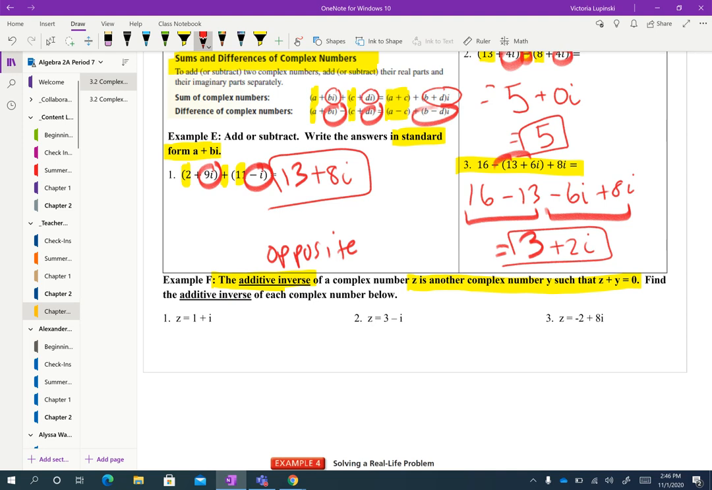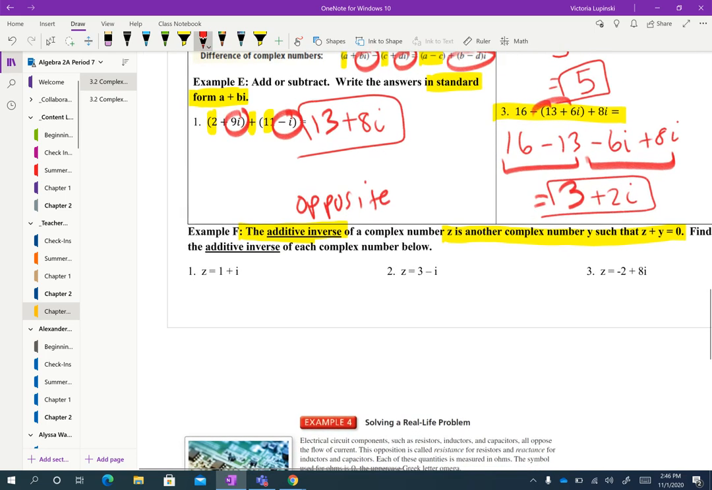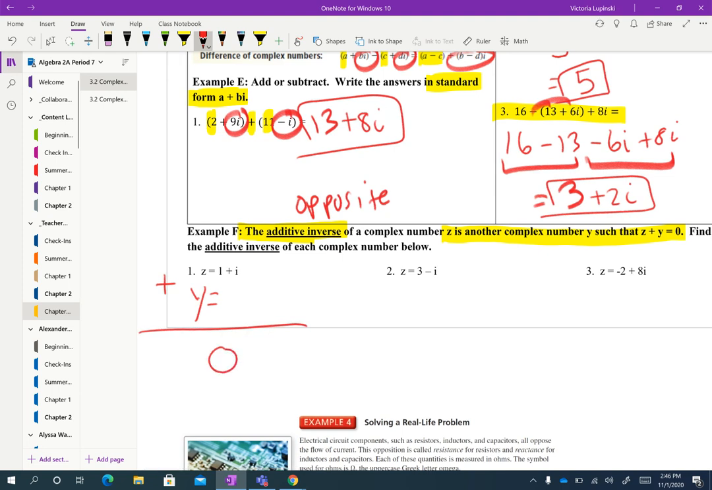So notice for each of these three examples, I already give you some complex number z. What I'm asking you for when I ask you for the additive inverse is I'm asking you to find me a second complex number, y, such that when I add it to the original problem, everything should cancel out to be zero. Turns out that the question might sound hard, but it's actually very simple to do.